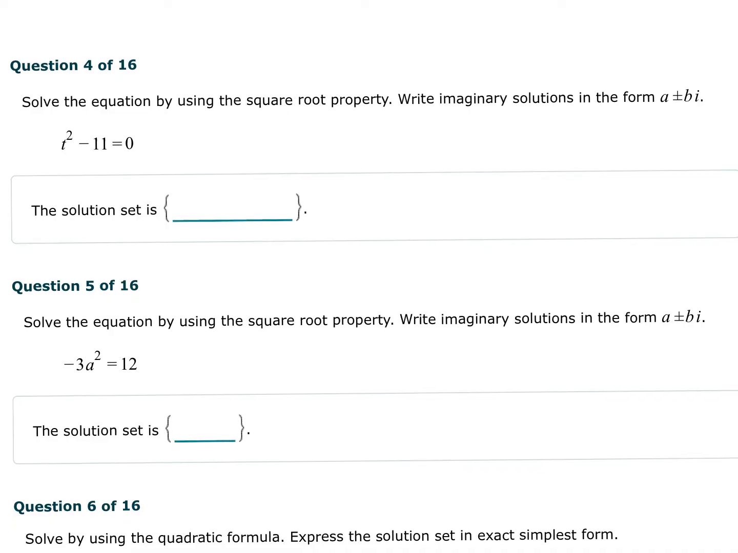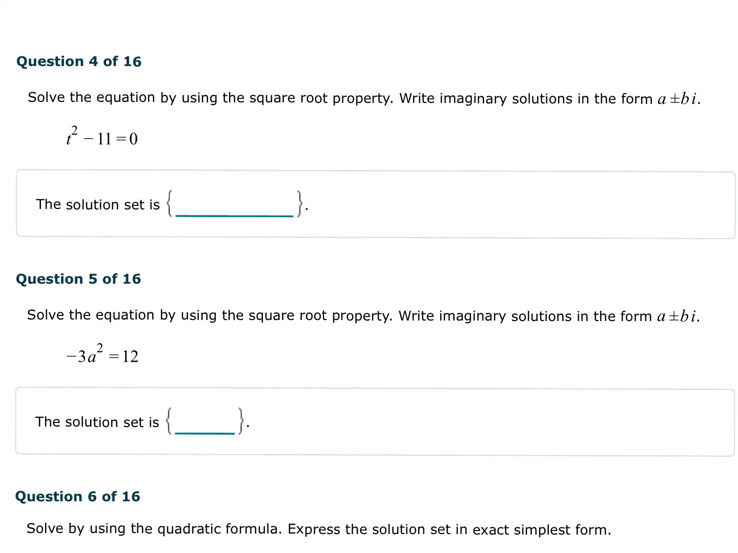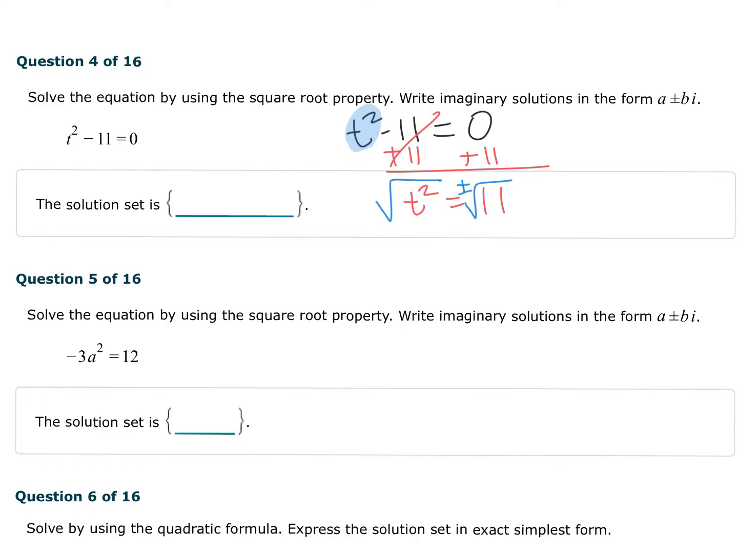So for number 4, we're solving the equation by using the square root property. Again, we're writing any imaginary solutions in the form a plus or minus bi. All right, so I have t squared minus 11 equals 0. And this time I'm going to have to do a little more work to isolate the t squared part. So I'm going to just simply add 11 to both sides of my equation. And so then I have t squared equals 11. Then I will take the square root of both sides. I won't forget the plus or minus. And I can't reduce 11, so I'm actually just finished, which happened with the square root of 2 as well. So I have t equals plus or minus the square root of 11.